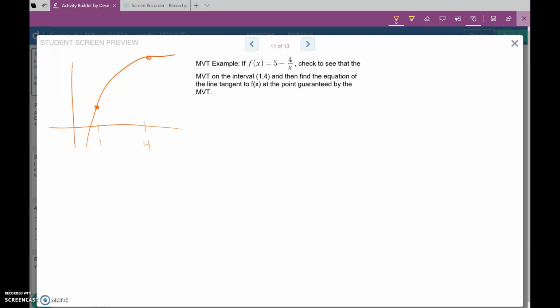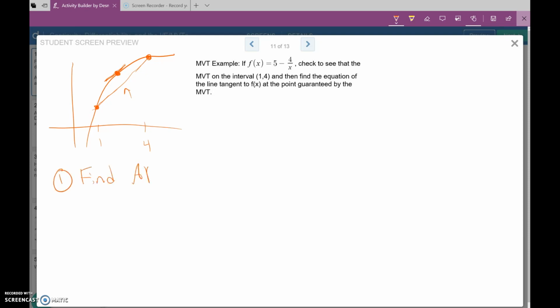So we want to check to make sure that the MVT, the mean value theorem, applies. In this case, meaning we need to confirm that f of x is continuous in between 1 and 4. And then we want to find the coordinates of the point where the derivative, or rate of change of f of x, is equal to the slope of this tangent line, or of this secant line.